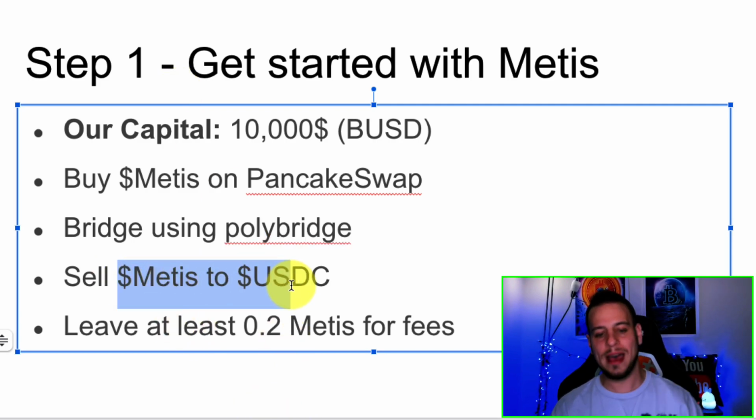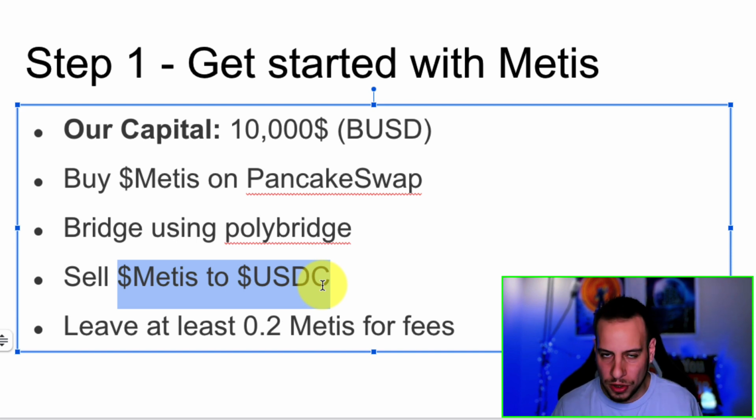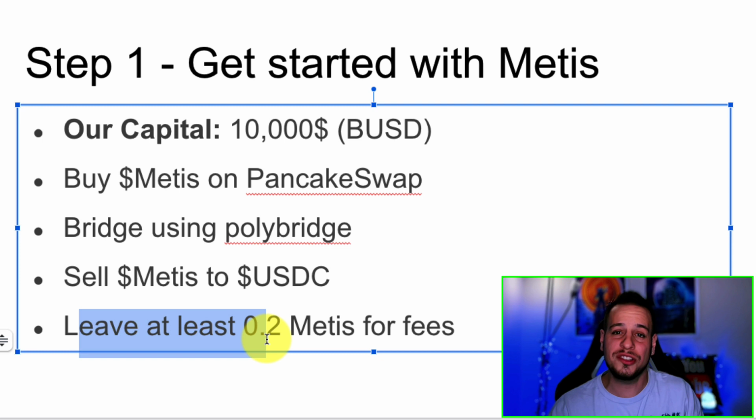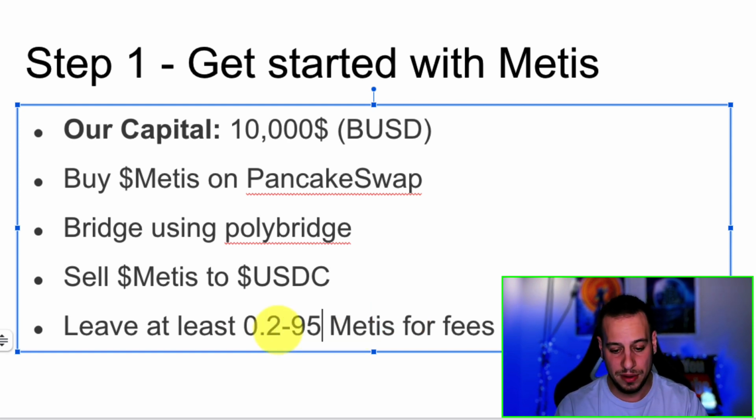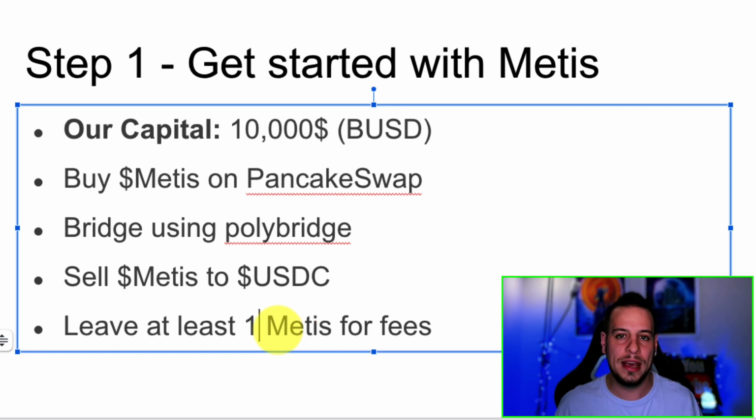Now you want to sell Metis to USDC because you don't want the exposure to Metis. But important thing right here, you have to leave at least 0.2 Metis. I would leave even 0.5 for transaction fees, because the fees are not that cheap like Binance Smart Chain, 10 cents, but you're gonna pay around $2 per every transaction. So make sure to leave at least like 0.5, 0.2, I would say even 0.5. I left like one Metis just in case, so I won't get stuck without Metis in my wallet.